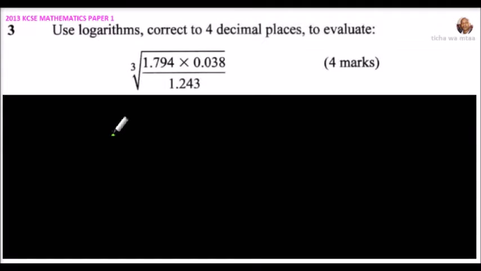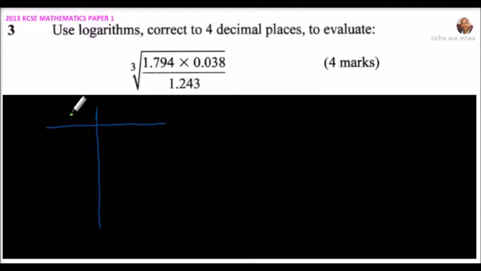Question number 3. Use logarithm correct to 4 decimal places to evaluate. In Form 2, you are taught how to use logarithm. Although you have a calculator, you don't use it, because the examiner will be looking at how you have applied the logarithm to work this out. So in this case, we will just make a table like this.